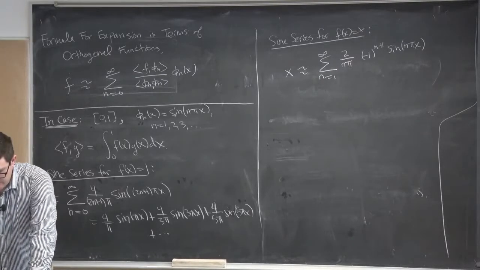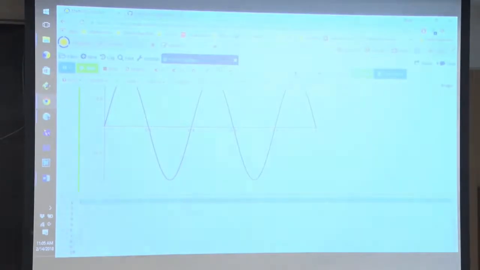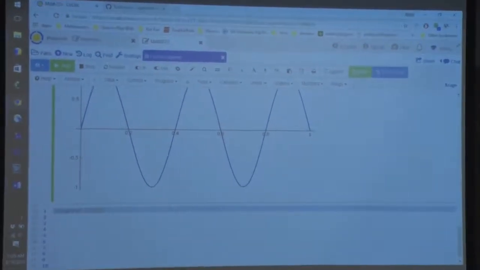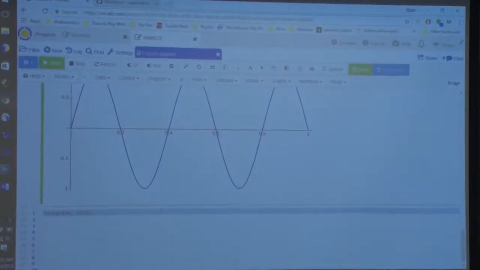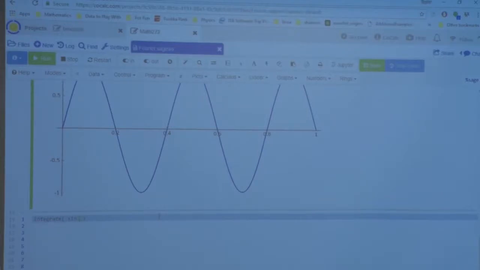Okay, so let's write out what our series is. Again, we can check that they're orthogonal. We can do an integrate command, right? So we could do sine, I don't know. Well, what do you guys want to do? We can check the norms, for example. Let's do that. Sine pi times x.